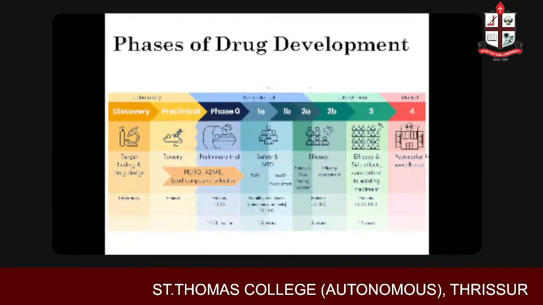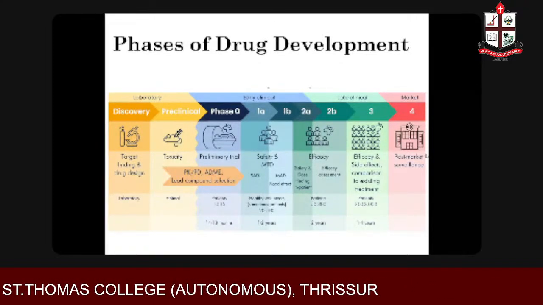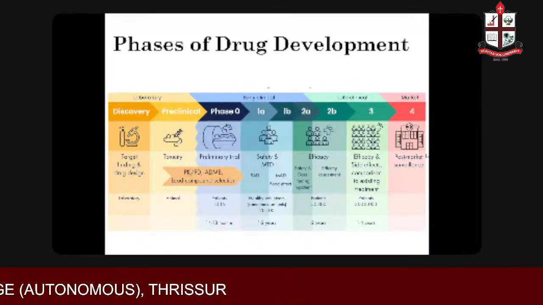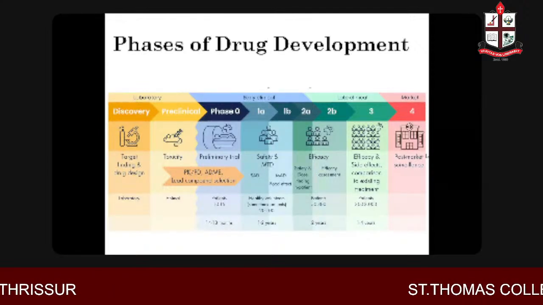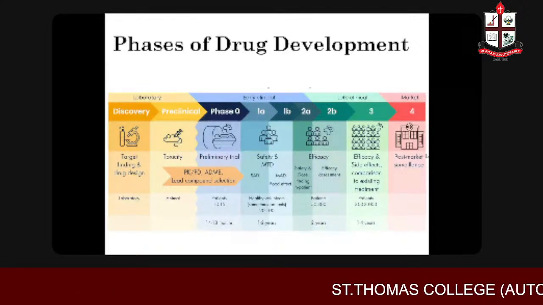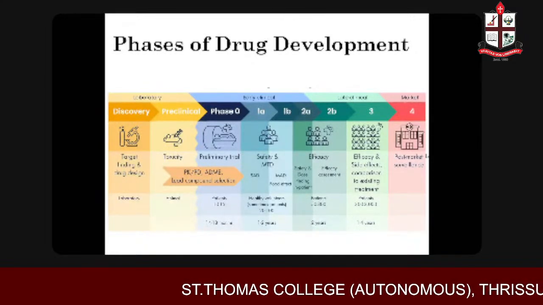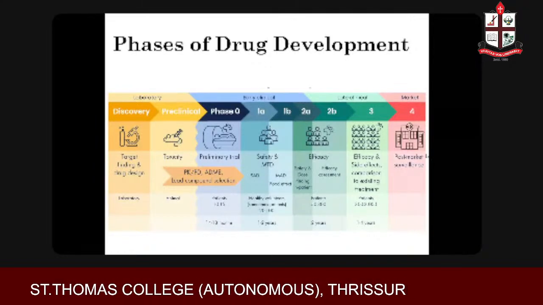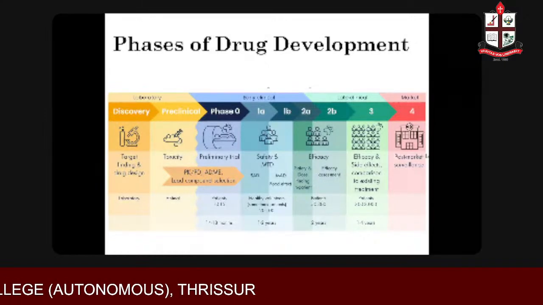So in this preclinical phase, we don't use humans for the experiments. Lab rats, for example, will be used. In this preclinical phase, the drug is tested for a target dose. What is the maximum target dose that can be given to humans? That will be tested in this preclinical phase.